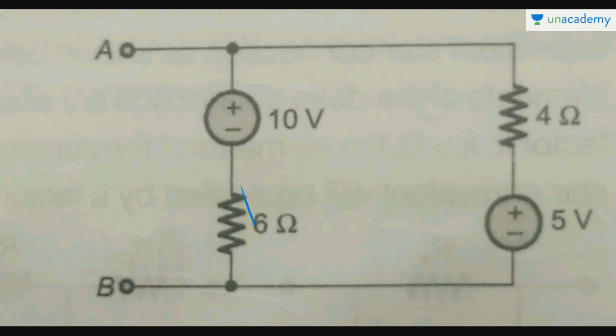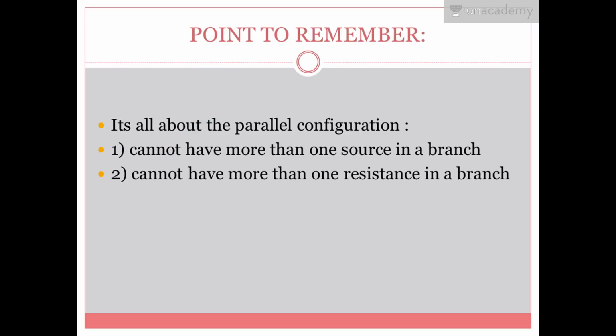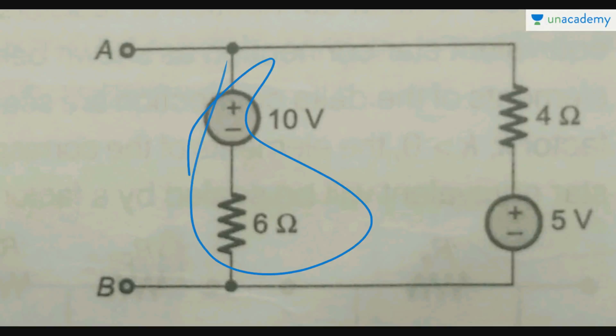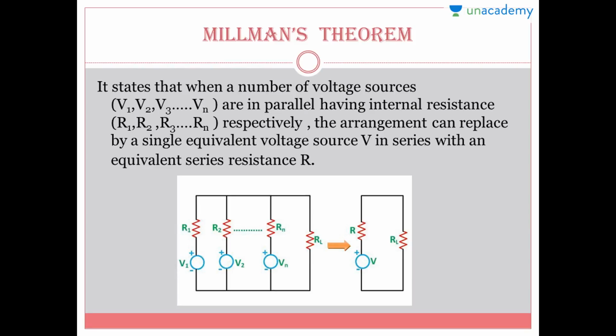If there is another voltage source, then please add up according to the polarity or subtract it according to the polarity and make it a single voltage. Also, we cannot have more than one resistance in a branch. Similarly, if there is more than one resistance in a parallel branch, then add all the resistances and make it a single resistance.